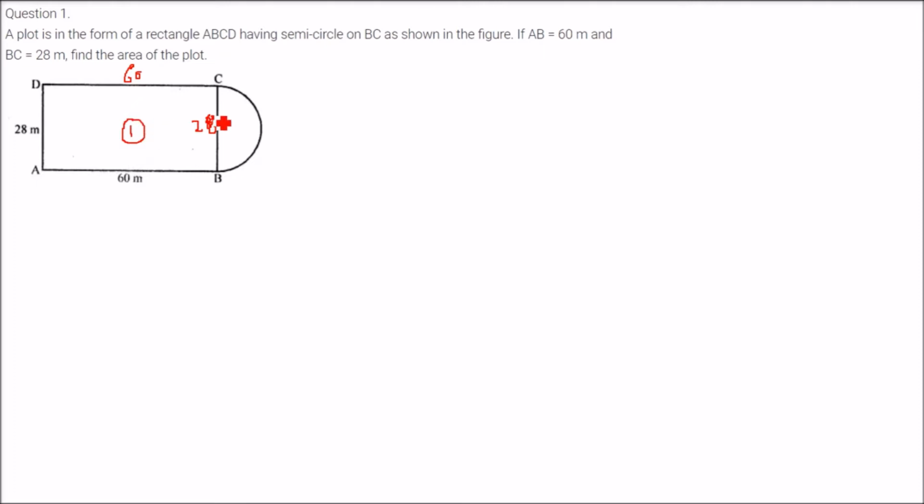First, there are two figures here. First is the rectangle. Second is the semicircle. So what is the area of the rectangle? Area of the rectangle will be simply length into breadth, that is 60 into 28. And then what is the area of this semicircle? Area of the circle is pi r square. And the area of semicircle will be pi r square by 2.